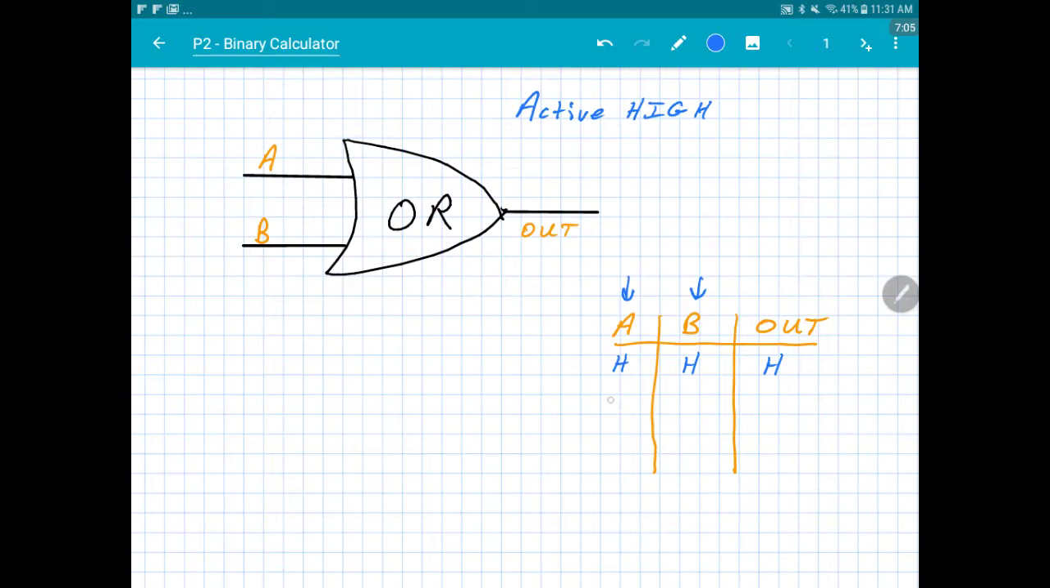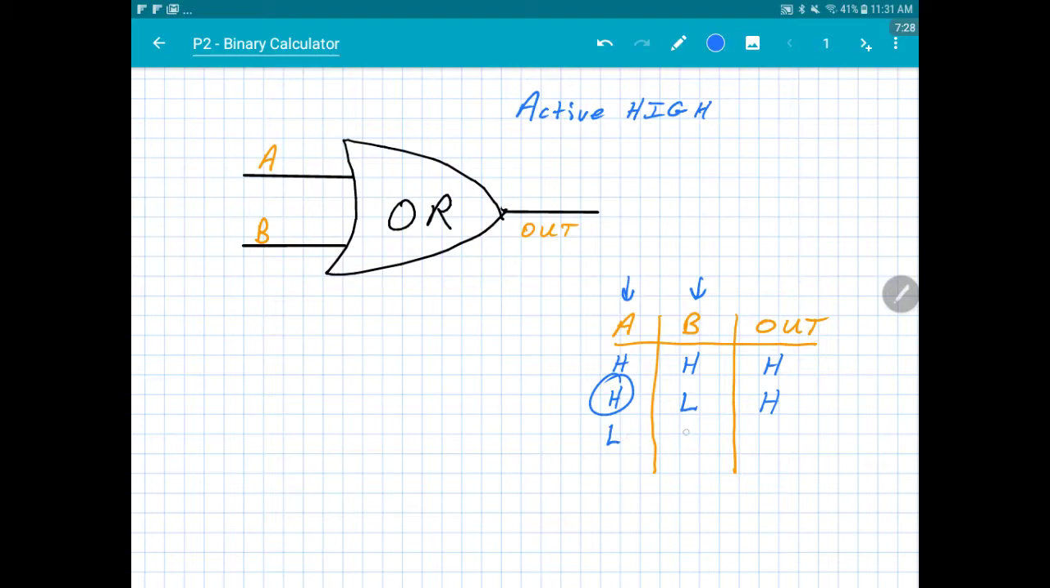Well, here's another one. So maybe only A is high and B is low. Well, ask again. Is at least one of these gates high? Is A high or B high? In this case, A is high, so it meets the criteria. So it outputs a high signal again.